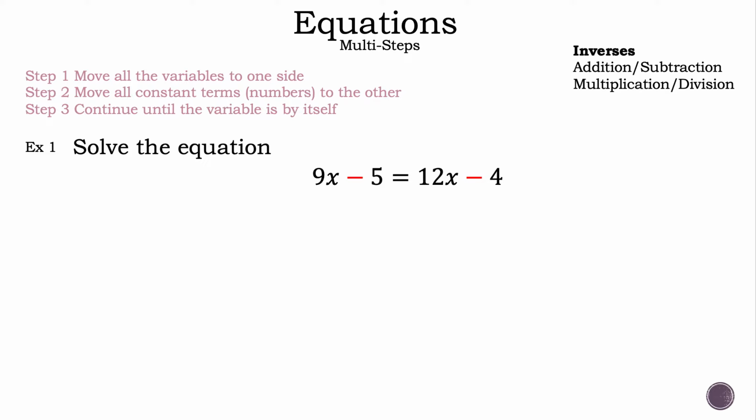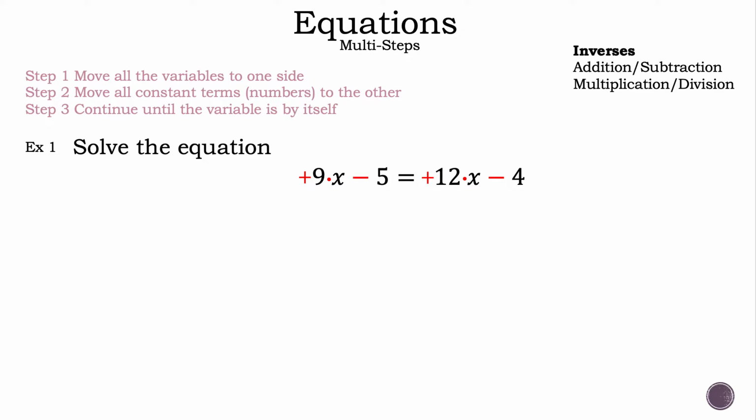Now let's read the example. Solve the equation 9x minus 5 is equal to 12x minus 4. Now let's add hidden symbols before we do anything, and that will help us to determine which inverse we need to do and when. So now let's read what we have. So we have positive 9 times x minus 5 is equal to positive 12 times x minus 4.